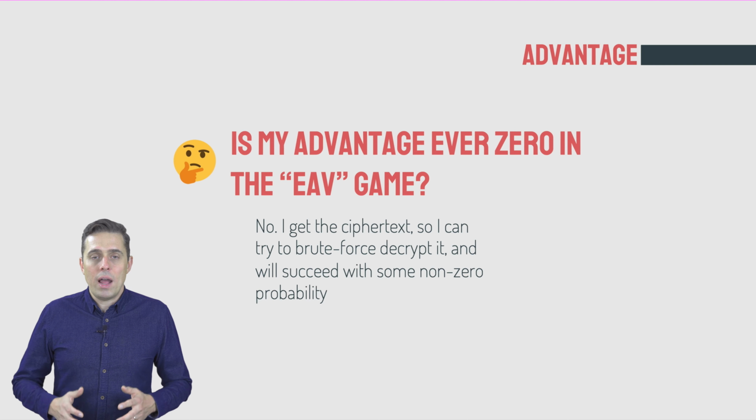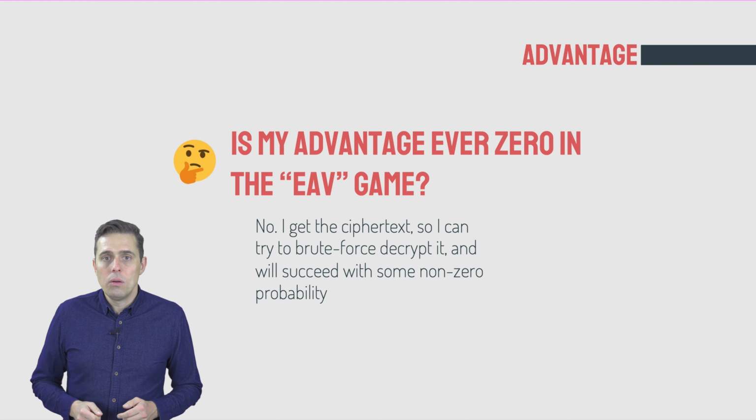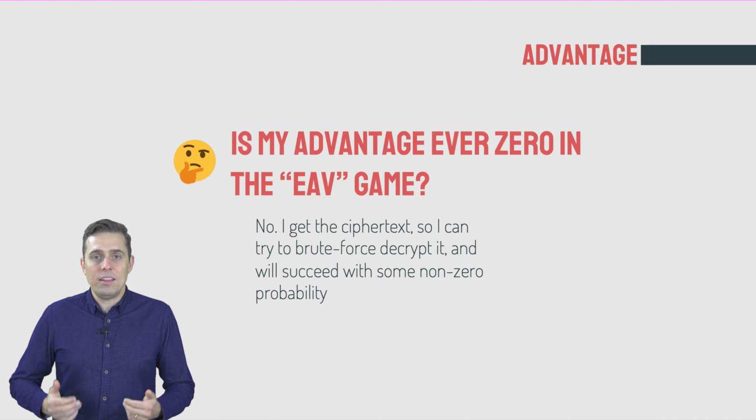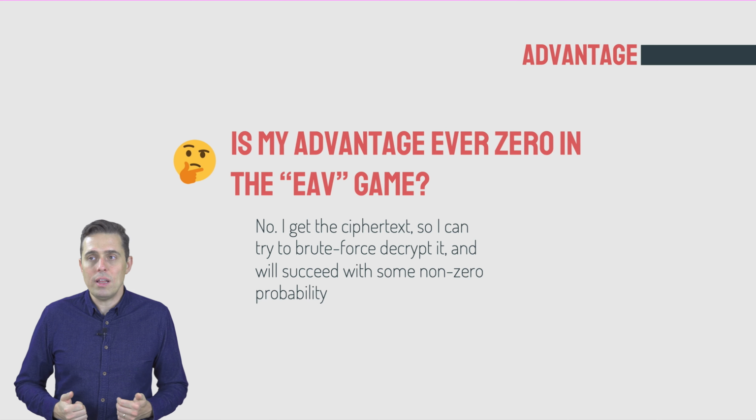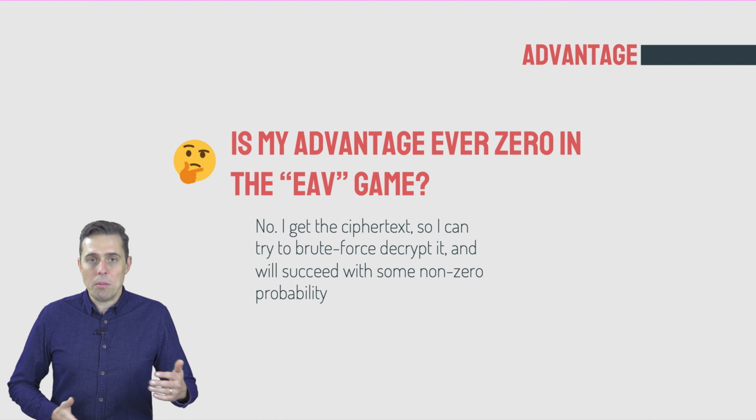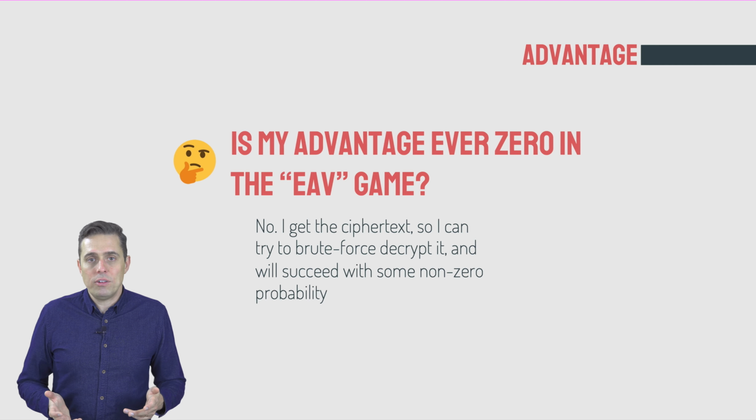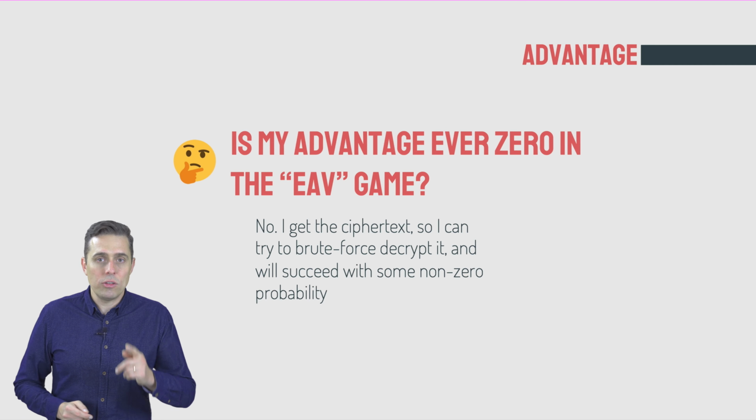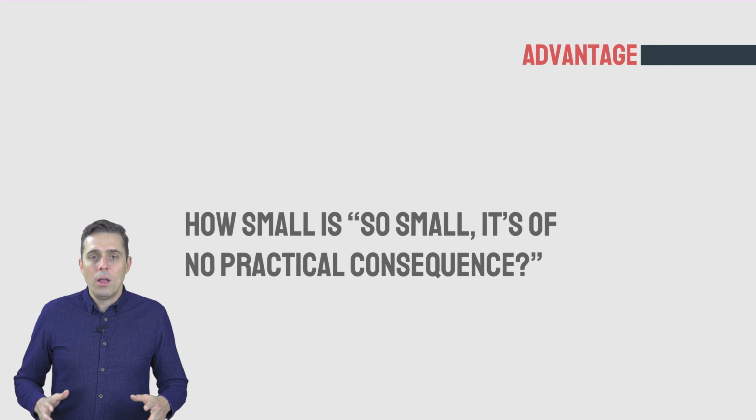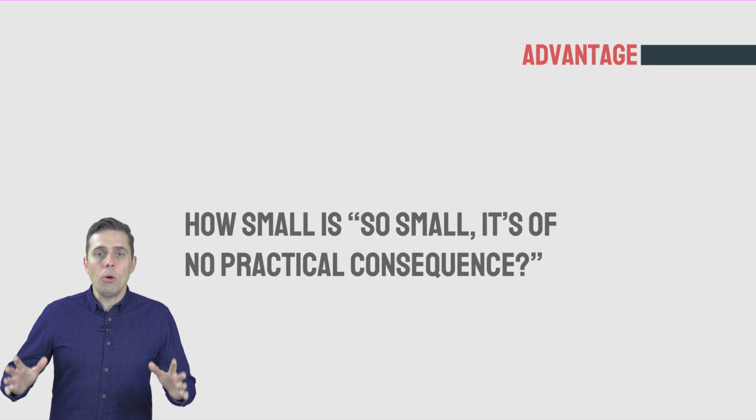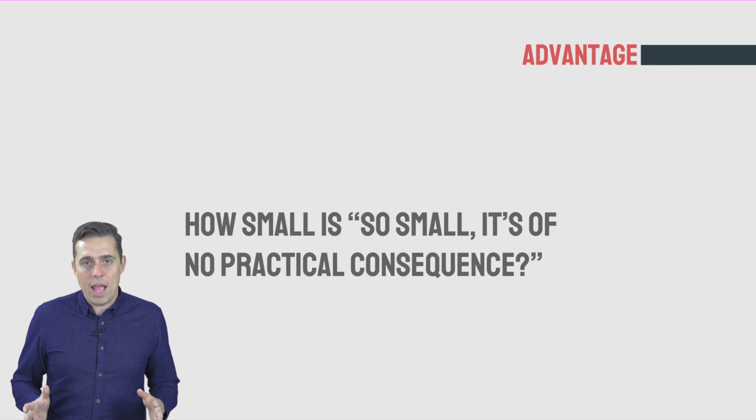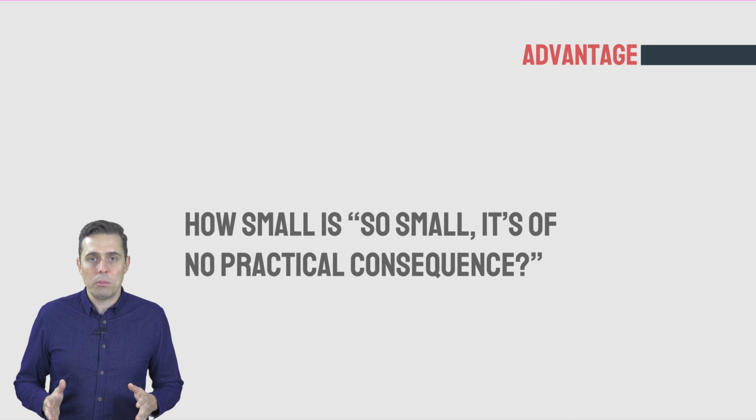So is my advantage in the eavesdropping game ever zero? Well, no, because I get the challenge ciphertext, which means that in principle, I could try to brute force it, and there's some probability that I'll get lucky and find the right key. Depending on the ciphertext, it might be a small chance, but it's not zero. So how small is so small it basically doesn't matter? That's what we're interested in formalizing.